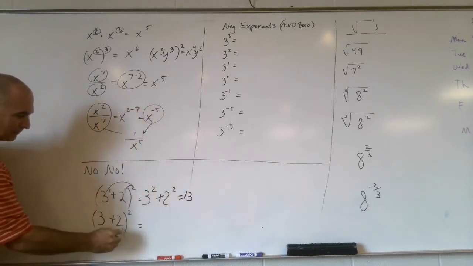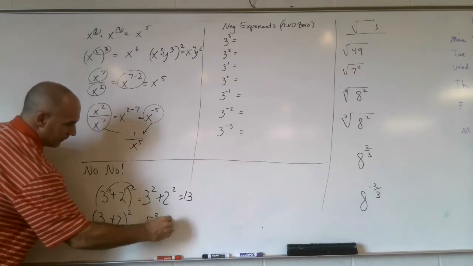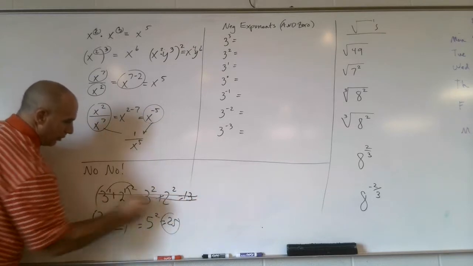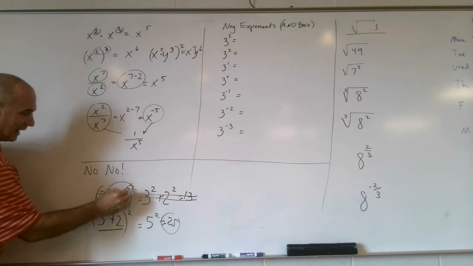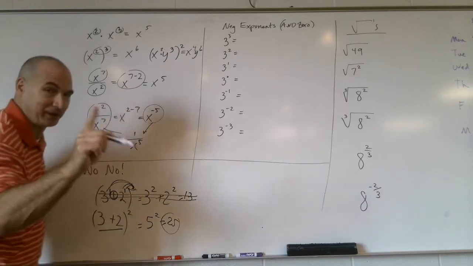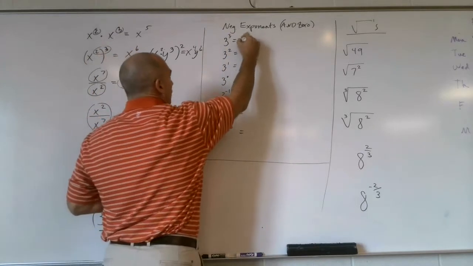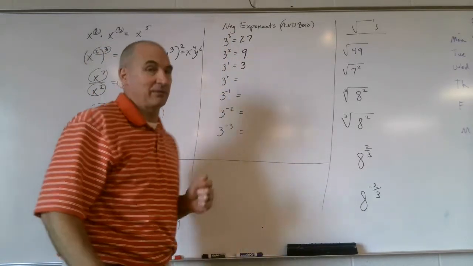But wait a minute, PEMDAS, what's 3 plus 2? 5. What's 5 squared? 25. This is correct. This is a no-no every single time. If there's plus or minus in here, you may not distribute that through. Keep that in mind. Now this guy, 3 cubed is 27, 3 squared is 9, 3 to the first is 3. I don't think you guys have any problem with that.